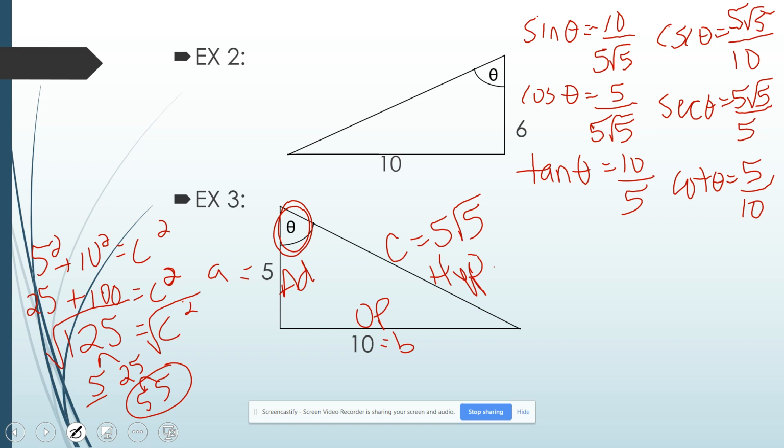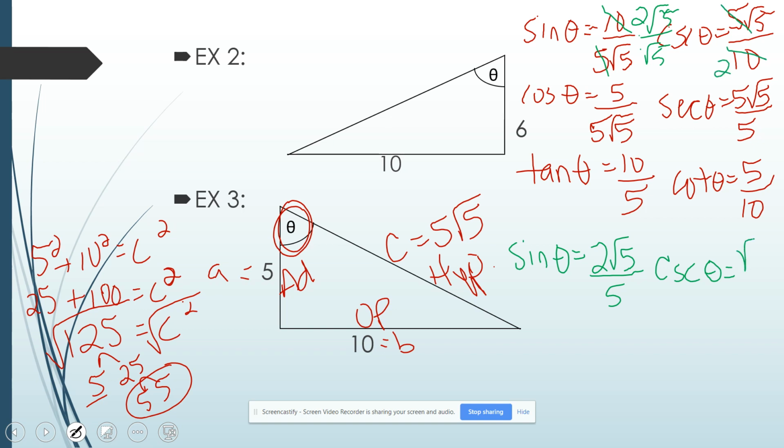So now if I reduce, the 5 and the 10 reduce to the 2, and then I have to rationalize that denominator by multiplying by the square root of 5. So our sine is 2 square root 5 over 5. Our cosecant theta, again, I can reduce the 5 and the 10, but because the radical 5 is on top, I don't have to rationalize, and that's the square root of 5 over 2.